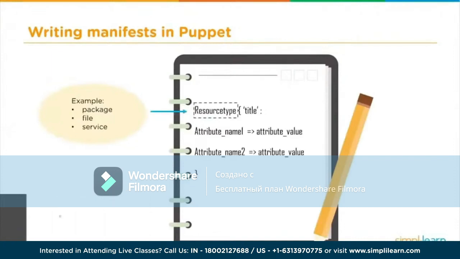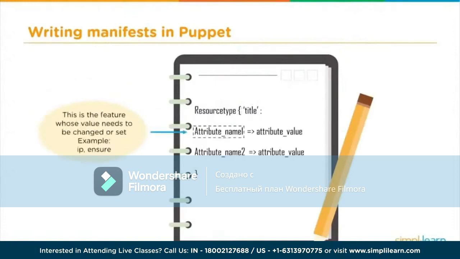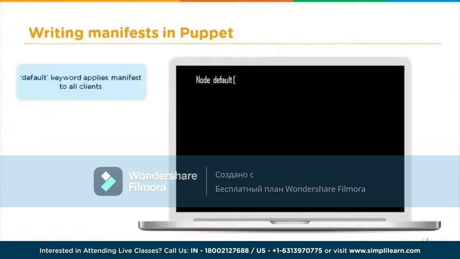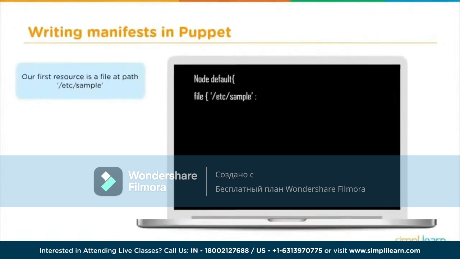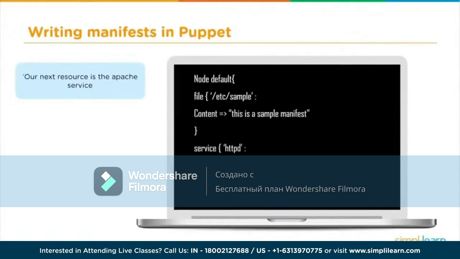So we break out the work that we have here. You start off with a package, file, or service as your resource type, and then you give it a name, and then you look at the features that need to be set, such as IP address. Then you're actually looking to have a command written, such as present or start. The manifest can contain multiple resource types. If we continue to write our manifest in Puppet, the default keyword applies a manifest to all clients. So an example would be to create a file path that creates a folder called sample in a main folder called etc. The specified content is written into a file that is then posted into that folder. And then we're going to say we want to be able to trigger an Apache service.